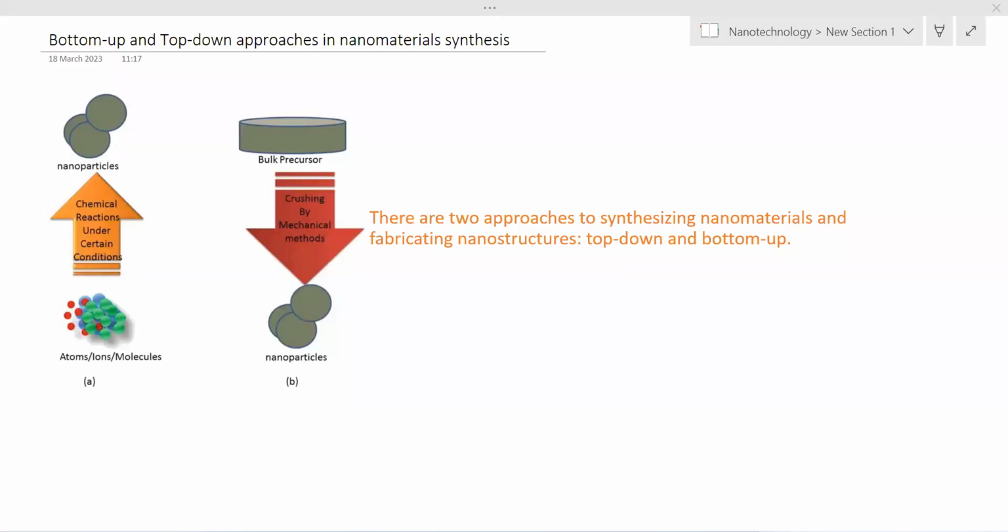Hello and welcome to the lecture on bottom-up and top-down approaches in nanotechnology. So, for synthesizing or fabricating the nanostructures, there are two approaches. One is top-down and the other is bottom-up.